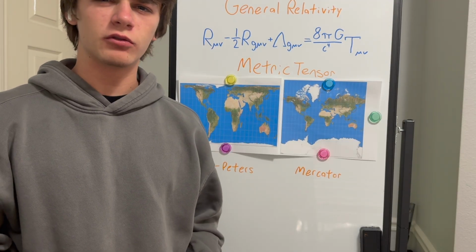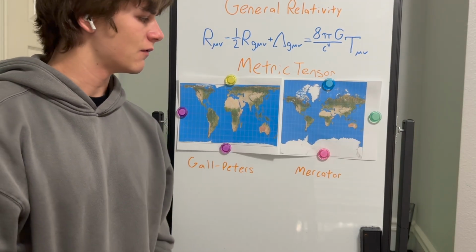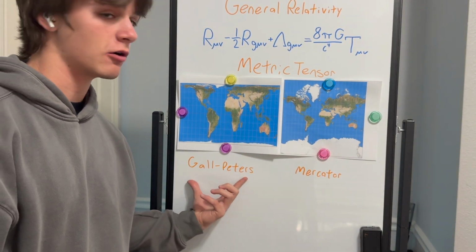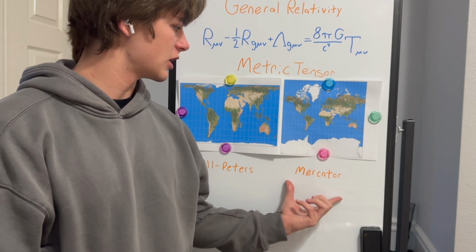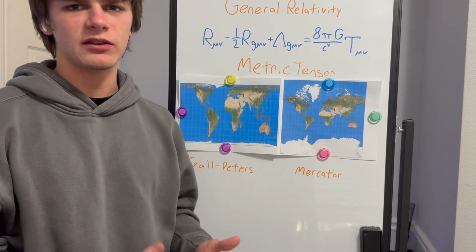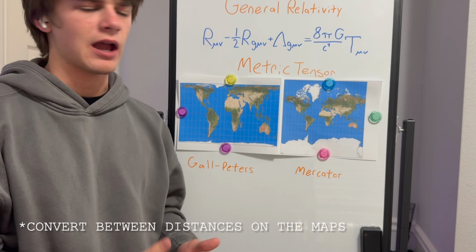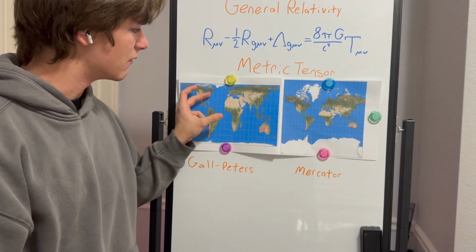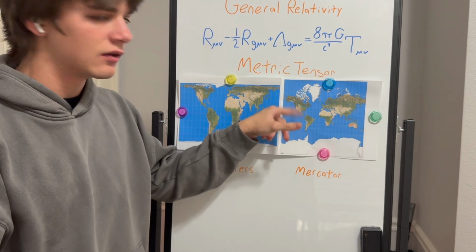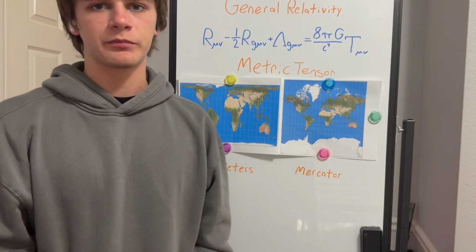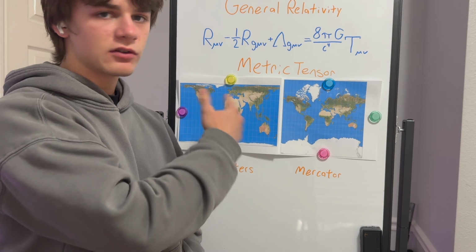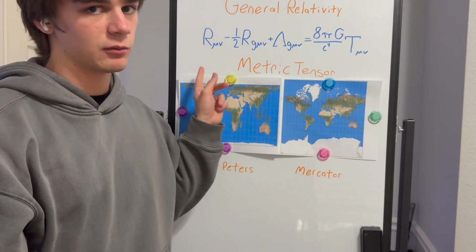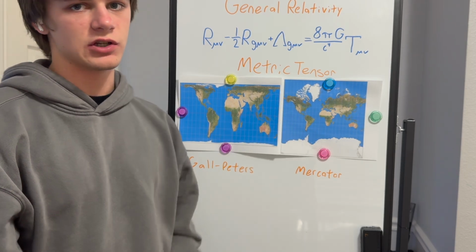Metric tensors aren't only used for general relativity though. If I have two maps like this with different kinds of coordinate systems, say the Gall-Peters map and the Mercator projection, and I wanted to try and find the distances between them, I would need a metric tensor to convert between them because of the differences in angles and the sizes in our coordinate system. So the metric tensor isn't only used for general relativity here. It is serving a very similar function as these do with each other.